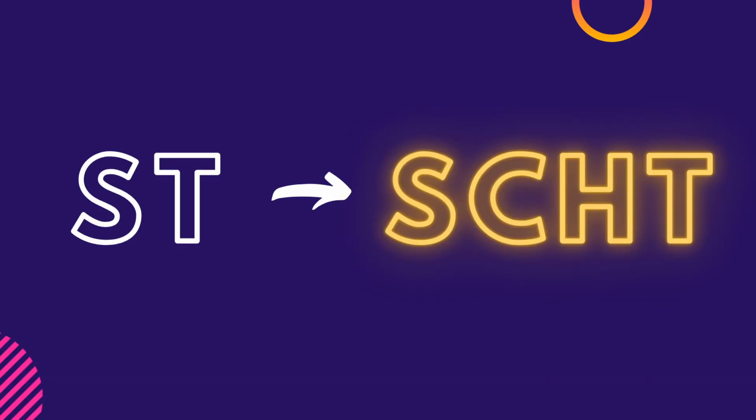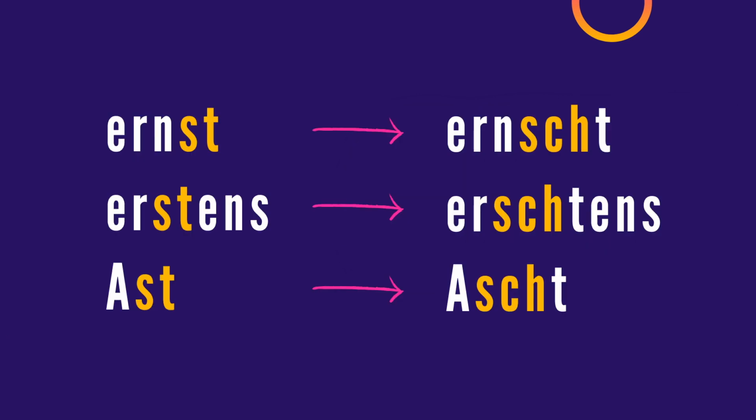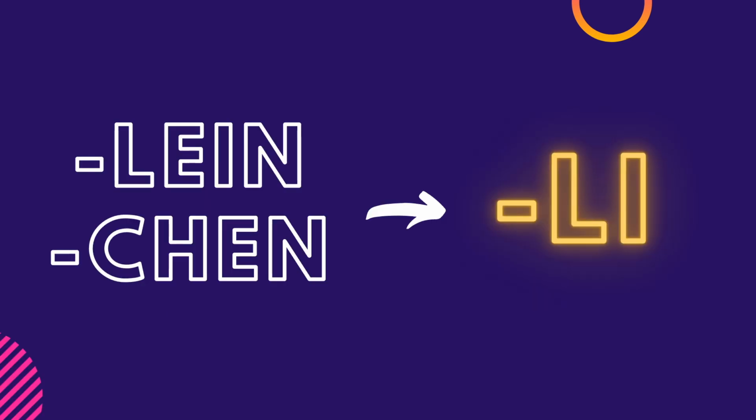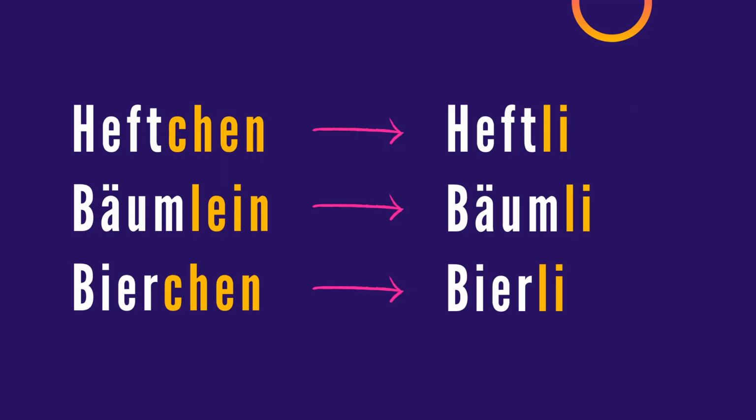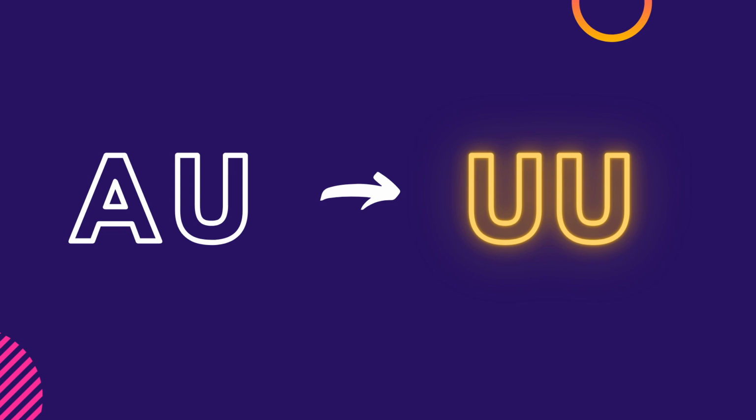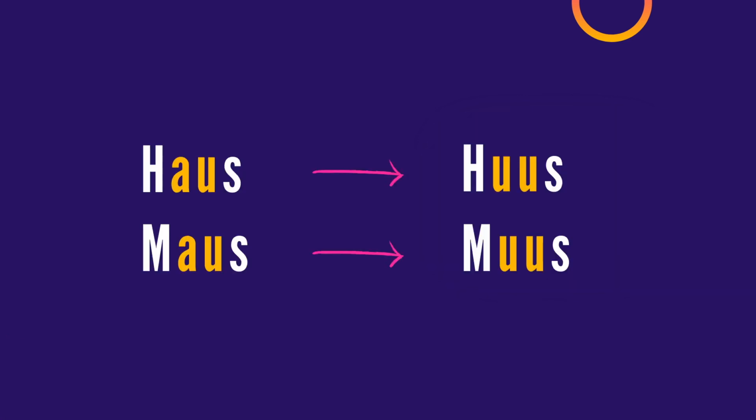The ST turns into Scht. Ernst, Ernscht. Erstens, Erschtens. Ast, Ascht. Line or chen turns into li, the very famous li. Heftchen, Heftli. Bäumlein, Bäumli.